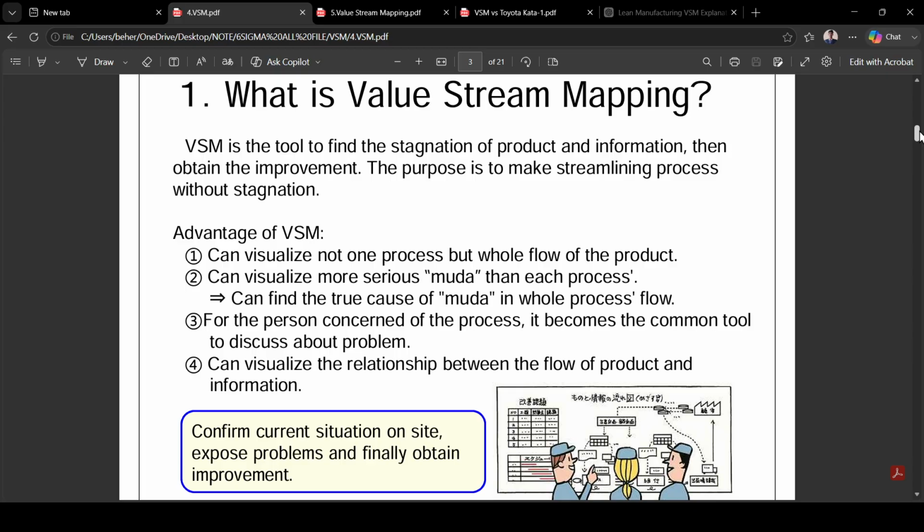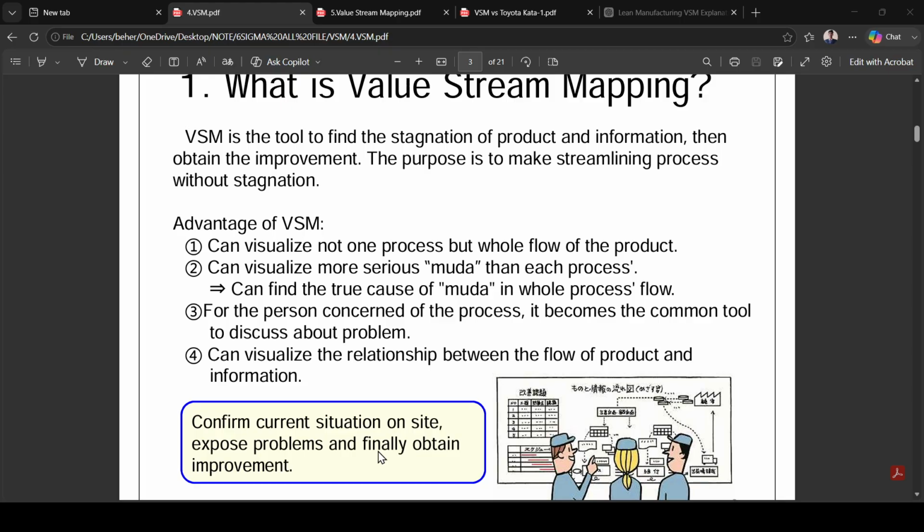So, the advantages of VSM. Value stream mapping can visualize not one process but the whole flow of the product, can visualize more serious MUDA than in each process, and can find the true causes of MUDA in the whole process flow. For the persons concerned with the process, it becomes a common tool to discuss problems. It can visualize the relationship between the flow of product and information to confirm the current situation on site, expose problems, and finally obtain improvement.